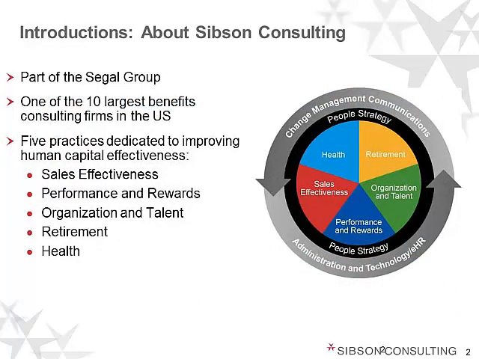We are part of a larger company, the Seal Group. We are one of the 10 largest benefit consulting firms in the country, and we have 5 main practices. We have a Salesforce Effectiveness practice. We have a Performance and Rewards practice. We have an Organizational and Talent practice, a Retirement and a Health practice. Obviously, you're speaking to somebody that's in the Salesforce Effectiveness practice, and really our mantra is to help organizations grow revenue more profitably. We do really anything from soup to nuts when it comes to Salesforce Effectiveness, whether it be the upfront segmentation and targeting to the downstream compensation or support functions.